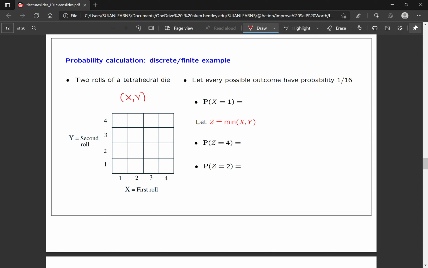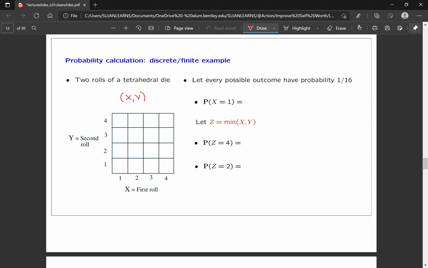Second step is to define the probability law. We'll use the uniform probability law such that each of the 16 outcomes is equally likely, and we will assign each outcome a probability equal to 1 over 16.